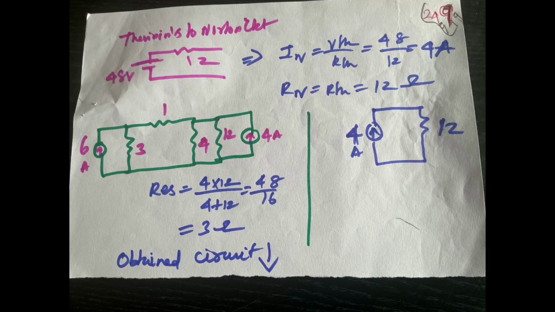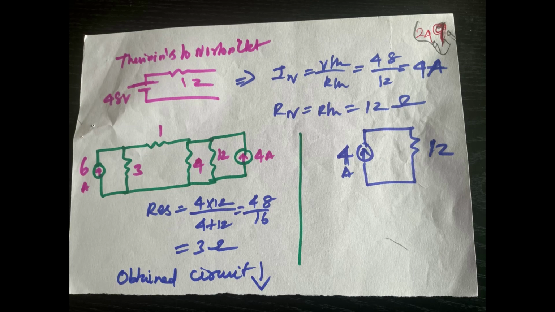All these answers are put in the circuit: 6 ampere, 4 ampere, and 3 ohm resistance and the 1 ohm resistance of the question circuit. Then the 3 ohm again found by the parallel formula, and with the 3 ohm and 4 ampere Norton circuit put in, we obtain a new circuit model. Then with that circuit we go to the nodal analysis method.